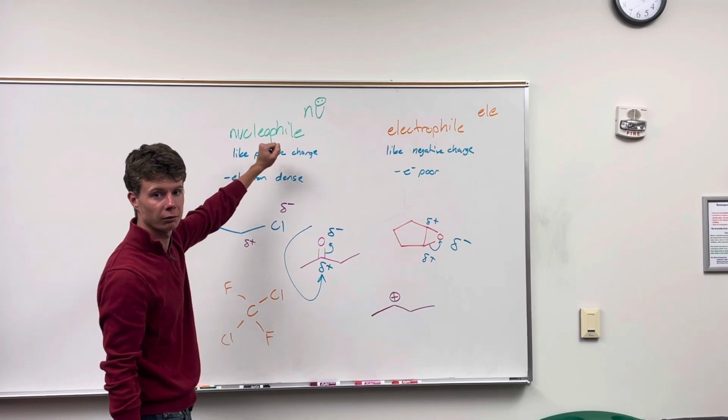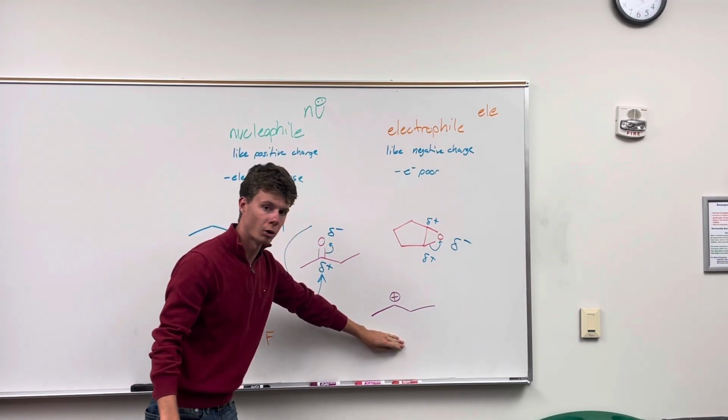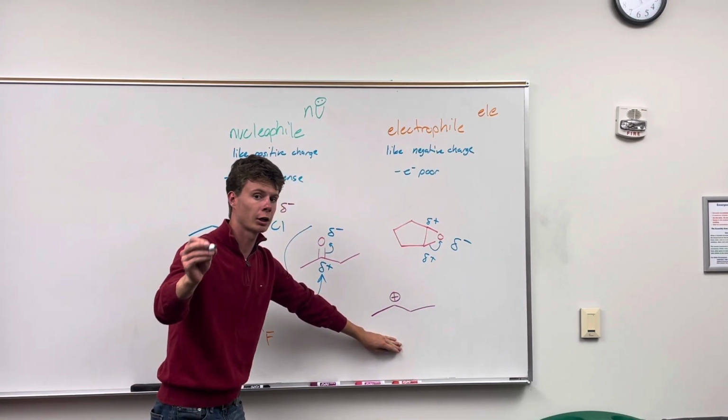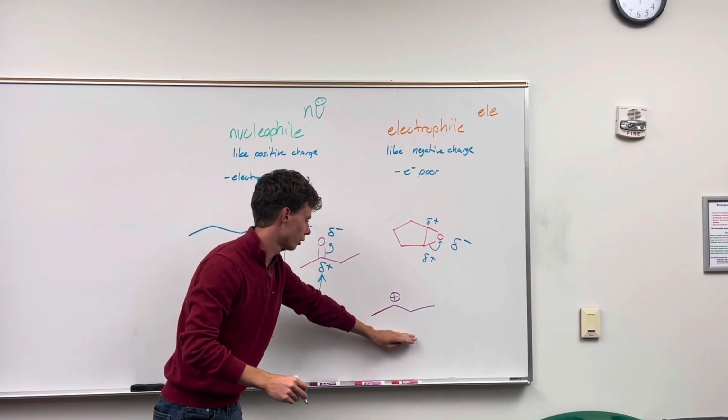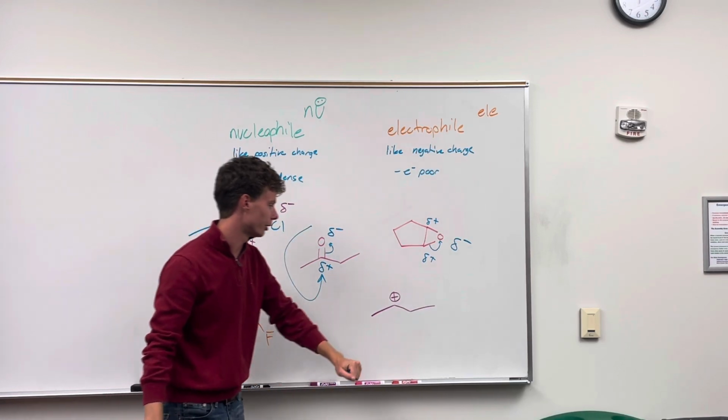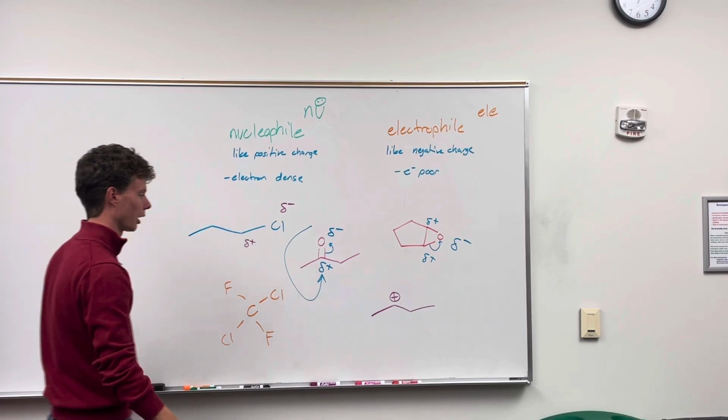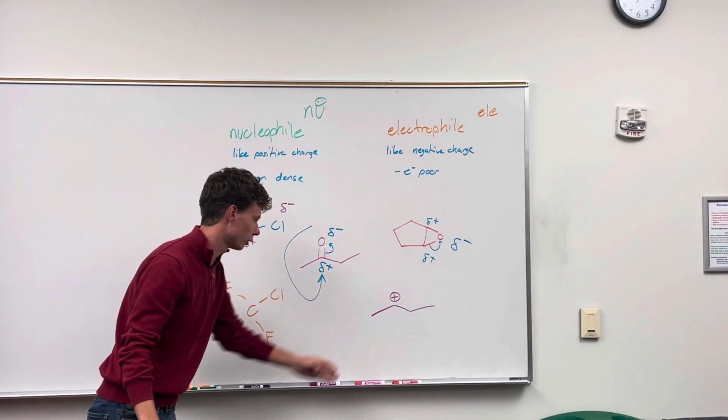Nucleophiles like positively charged things. Whoa, carbocation. What kind of carbocation? Secondary carbocation here. Nucleophile would attack right there at the carbocation position. It is the most positively charged species.